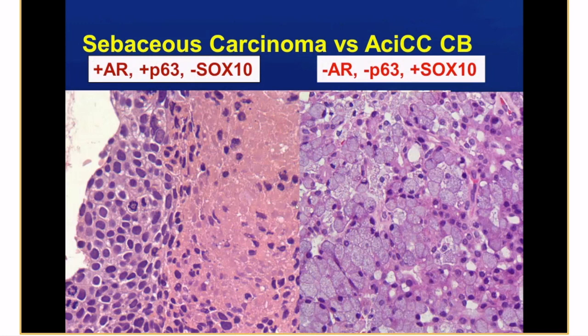There are stains you can do to differentiate sebaceous lesions from acinic cell carcinoma. If you have a good cell block, you can do AR and P63, and they're going to be strongly positive in sebaceous lesions and negative in acinic cell carcinoma. SOX10 has the opposite immunoprofile, negative in sebaceous carcinoma, positive in acinic cell carcinoma. But SOX10 is not very helpful if you're considering, let's say, an oncocytic pleomorphic adenoma, because oncocytic pleomorphic adenoma is positive for SOX10 in the myoepithelial cells.